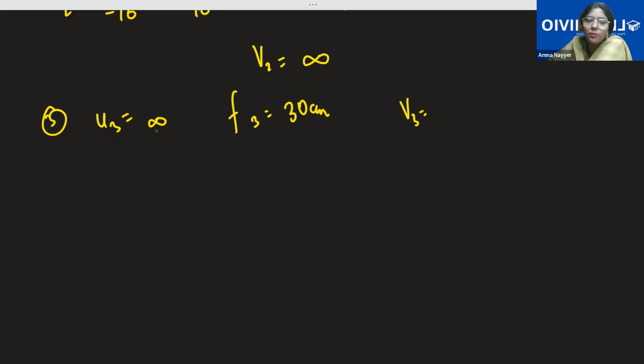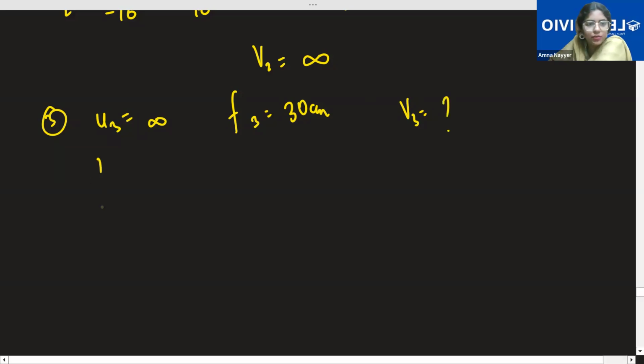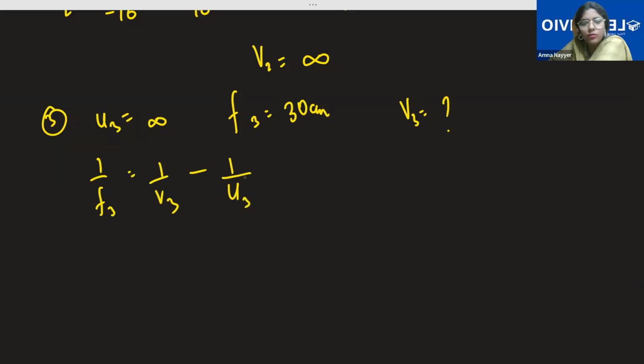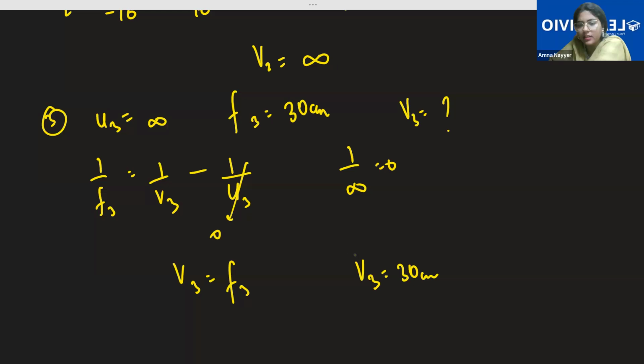Aisha is correct. When the object is at infinity, the image is formed at the focus. You don't even need to solve this. In fact, even if you solve it, this will be 1 by V3 minus 1 by U3. That is, 1 by infinity is 0, meaning this term is 0. V3 is directly equal to F3. And by logic also, from the ray diagram we have studied, whenever the object is at infinity, the image is formed at the focus. So V3 will be at the focus only. Focus is plus 30, so this will also be plus 30 centimeter. Why negative sign? No negative sign, okay.